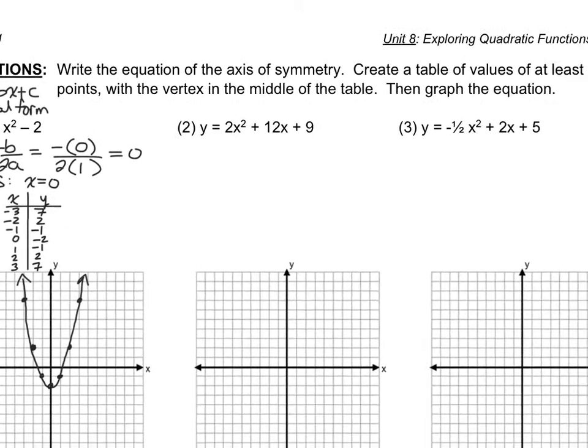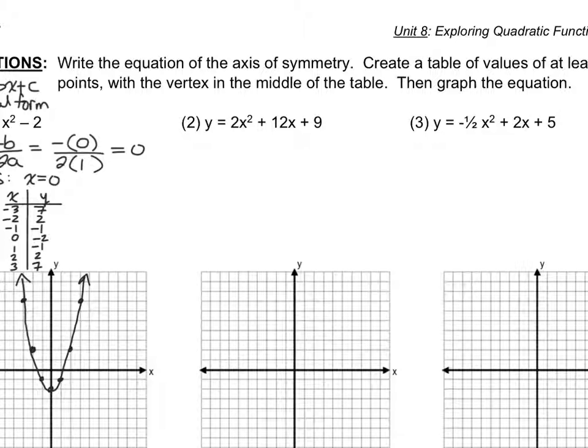All right, so just looking at the instructions: create a table of values of at least 5 points, vertex in the middle of the table, did that, then graph the equation. They're all going to follow that structure, so nothing different from that. Obviously some of the equations are a little kookier, but definitely doable in all cases.